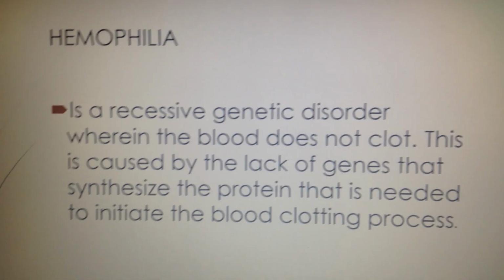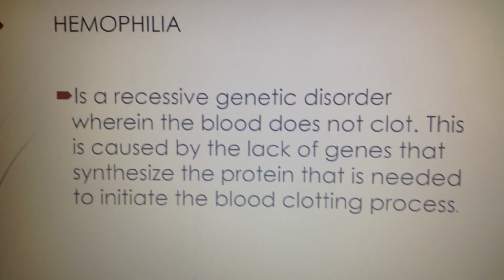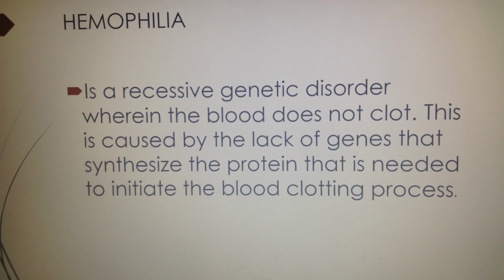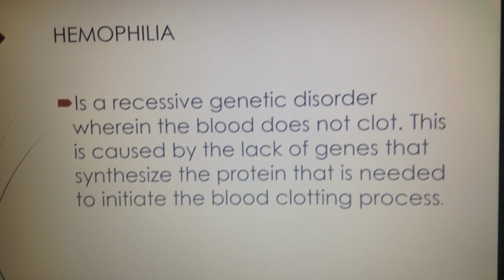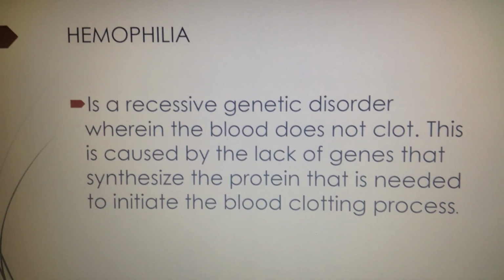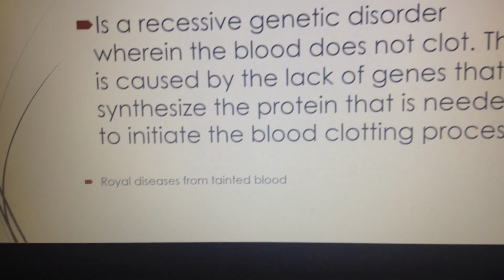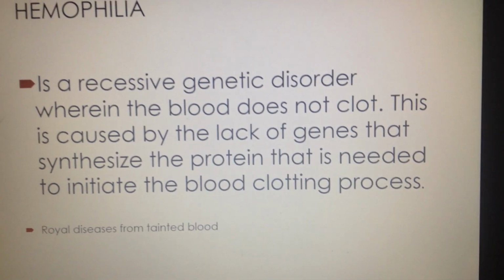An example of a sex-linked trait is the disorder hemophilia. Hemophilia is a recessive genetic disorder wherein the blood does not clot. This is caused by the lack of genes that synthesize the protein that is needed to initiate the blood clotting process. Now, if you want to learn more about hemophilia, you can watch "The Royal Diseases from Tainted Blood" on YouTube.